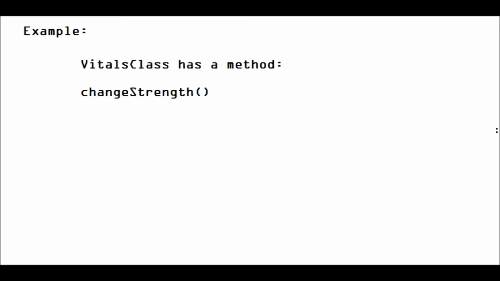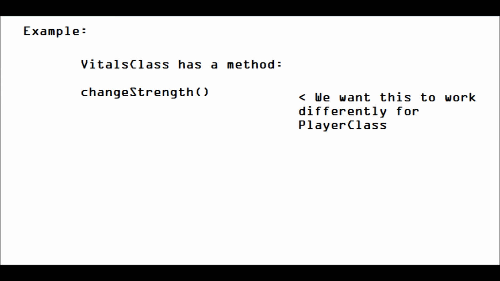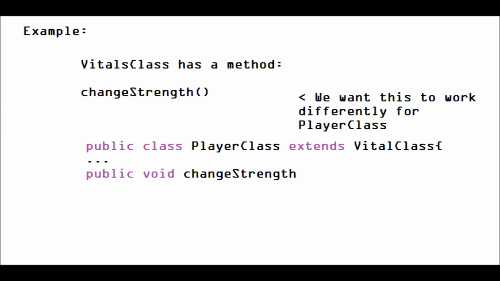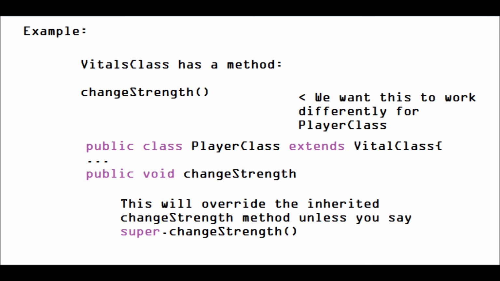So here we go. Let's say that Vitals class has a method called change strength. Well, if we want to have that work differently for the player class, let's say, then in the player class, we would have to make our own change strength method. And that change strength method in the player class will override the inherited change strength method from Vitals class. So unless you say super.changeStrength, it's going to be calling the local version. It's going to be calling the player class version.